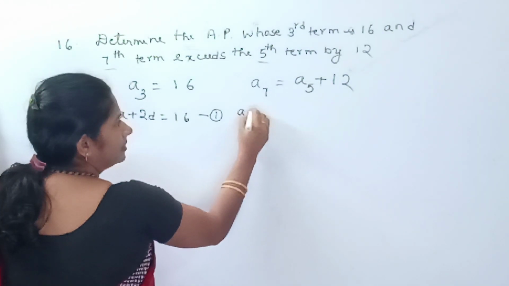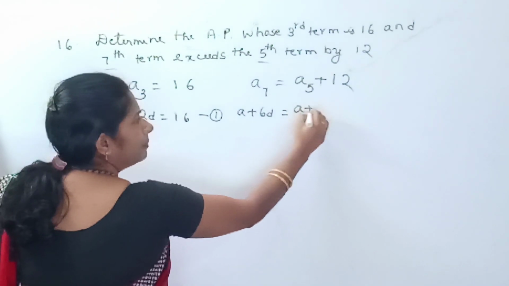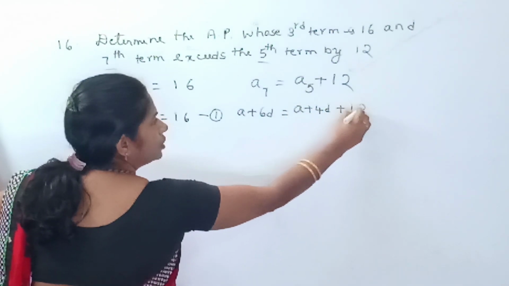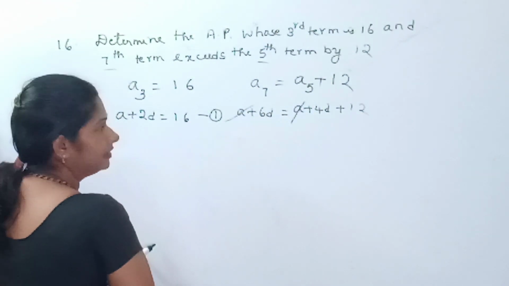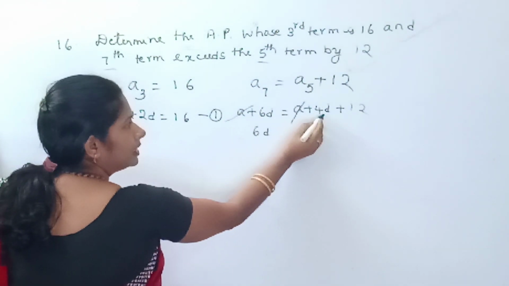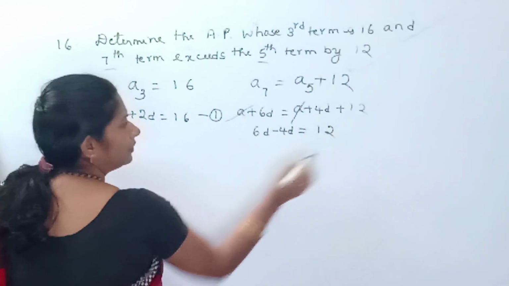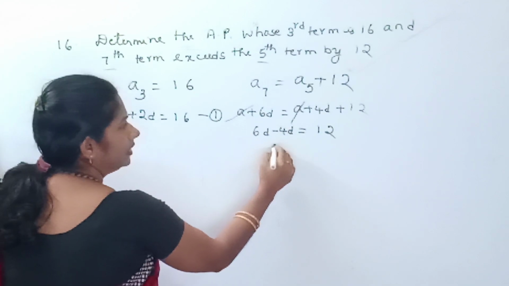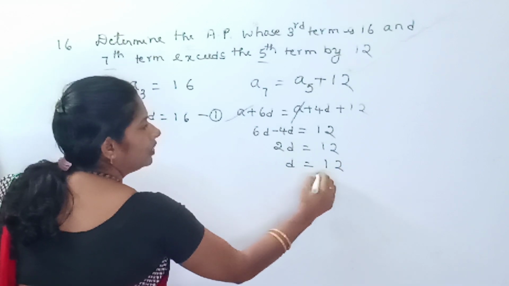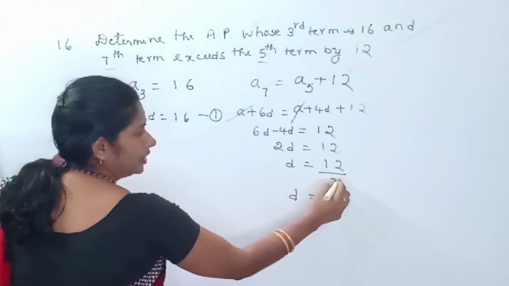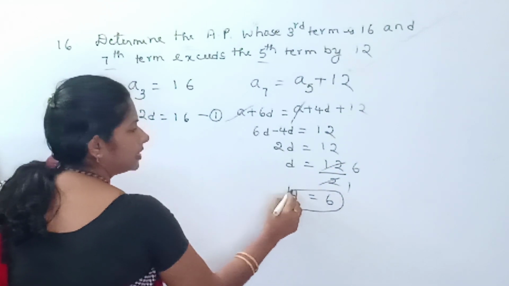A7, I can write it as A plus 6D equal to A5. How will you write, children? A plus 4D plus 12. So this plus A minus A get cancelled. 6D plus 4D you transpose to left hand side, it becomes minus 4D equal to 12. 6D minus 4D, it is 2D equal to 12. So D value is 12 divided by 2. So D value is, 2 1s are 2, 2 6s are 12. So D value is 6.